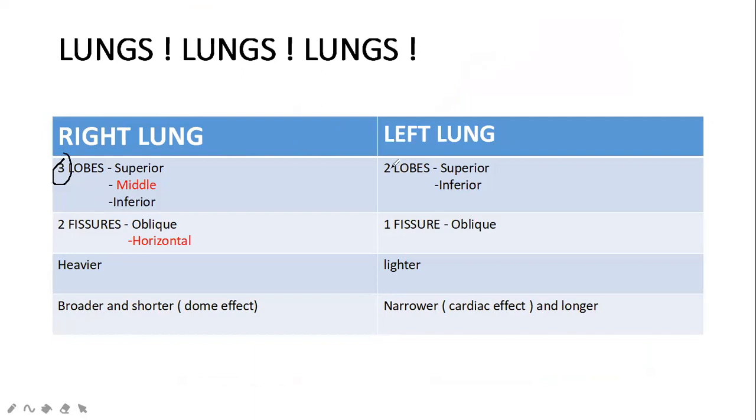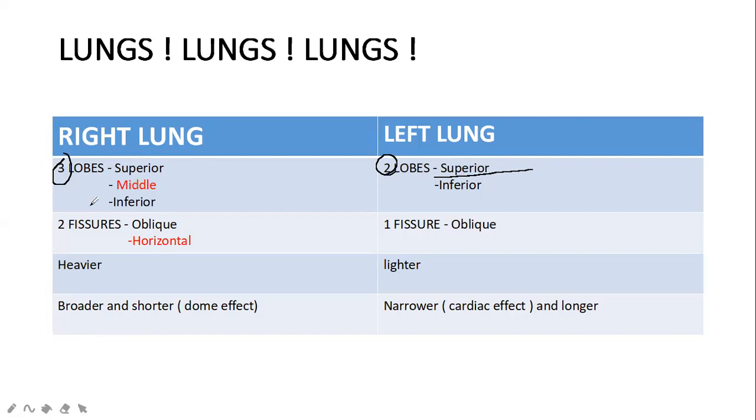The left lung has got 2 lobes. So remember, we said that the left lung is smaller, right? And then the right lung is heavier. The left lung has 2 lobes, which are the superior lobe and the inferior lobe. That means there's only one fissure, so only one fissure is dividing the left lung.